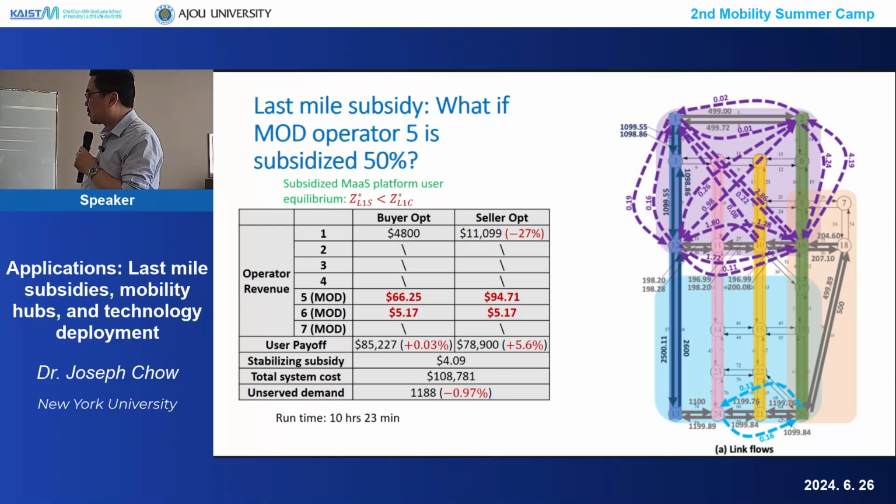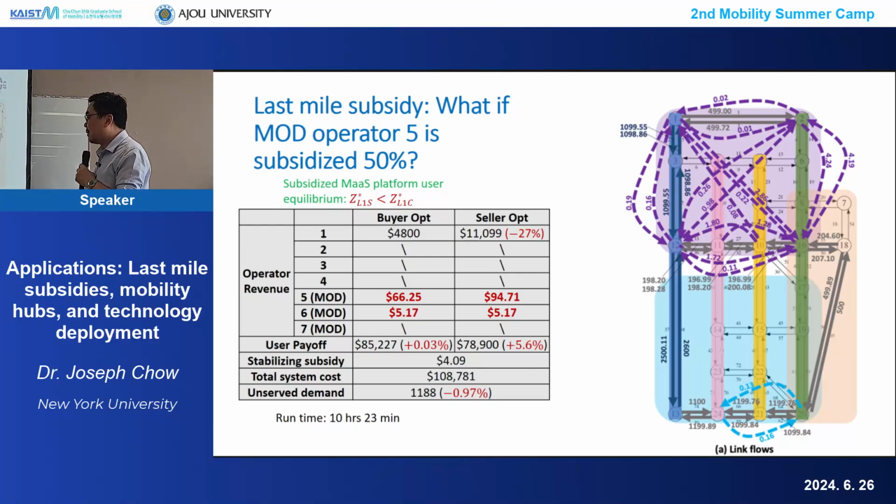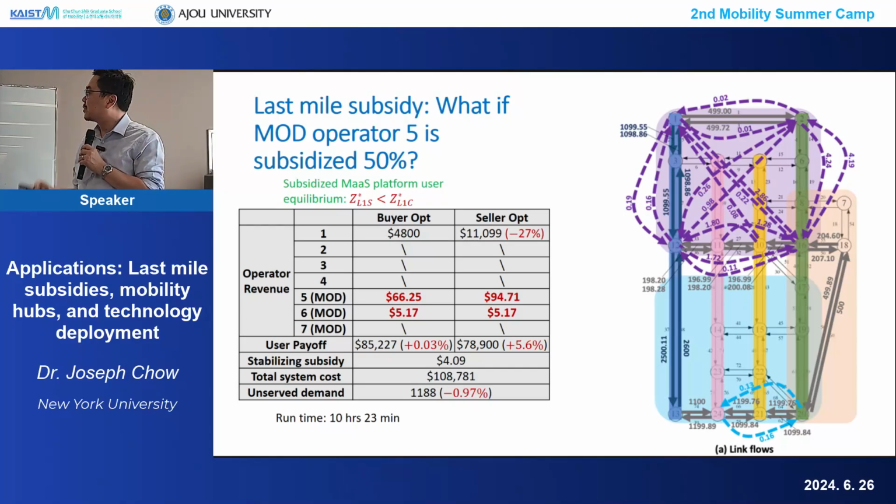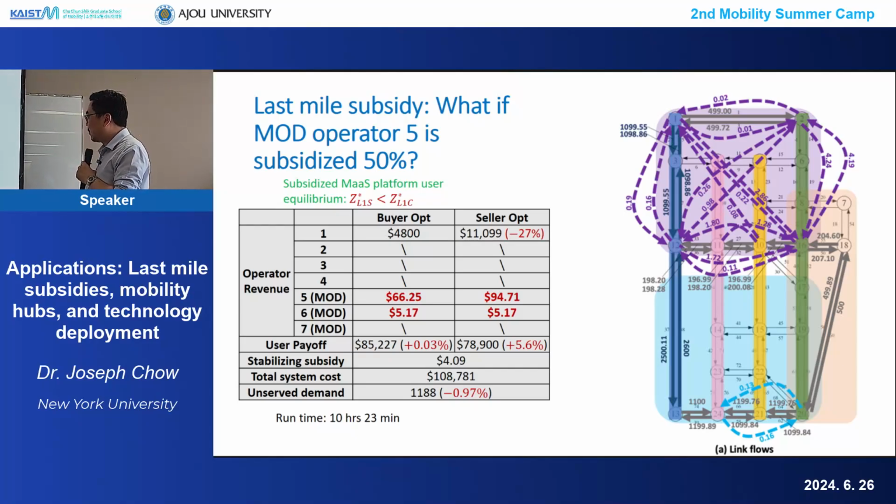The total system cost is very similar to before, and the unserved demand drops a little bit. So it helps attract more people to this platform. A little bit more, right? 1%.